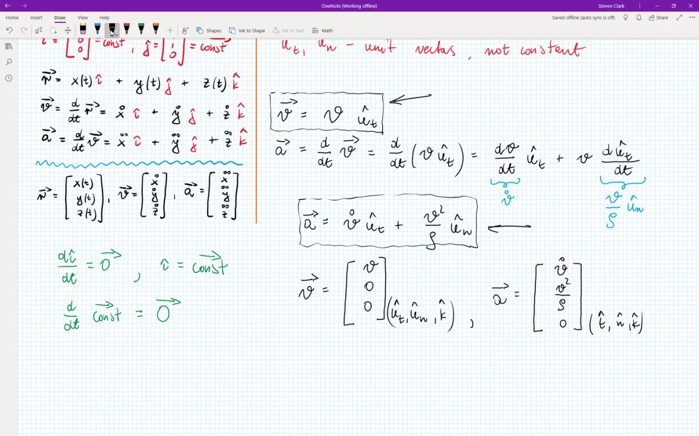How about their magnitudes? Magnitude of V is clearly V, because it has only one component. So our magnitude of V is just V. How about A? If we would like to express the magnitude of our acceleration, I think we should go for our old good square root. So it will be the square root of V dot squared plus V to the power of 4 divided by rho squared. So if somebody asks you for the magnitude of acceleration, and the acceleration is expressed in NT coordinates, just go for that expression, okay?